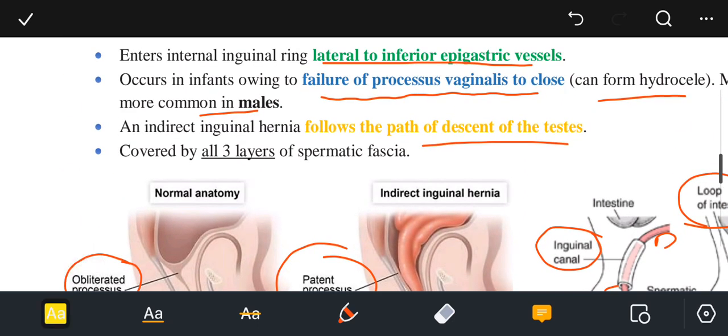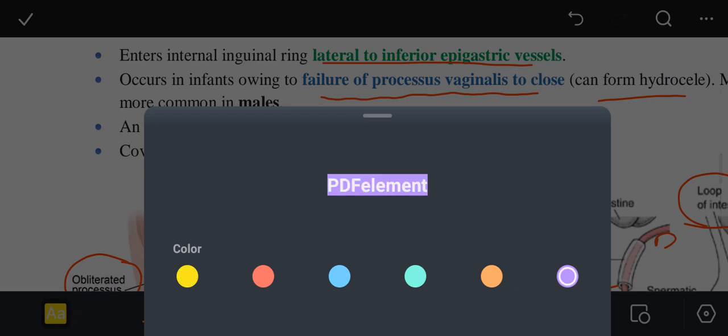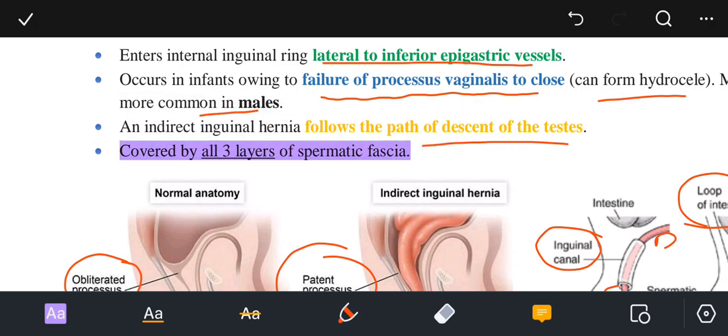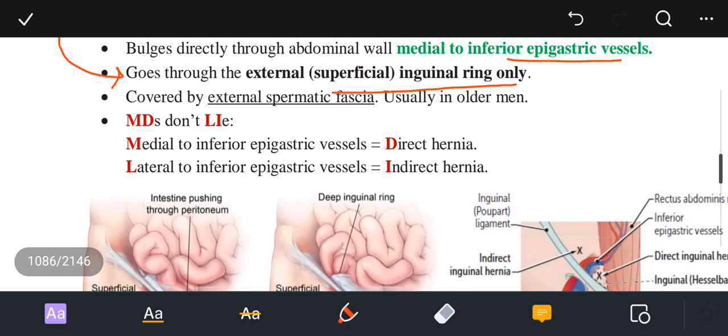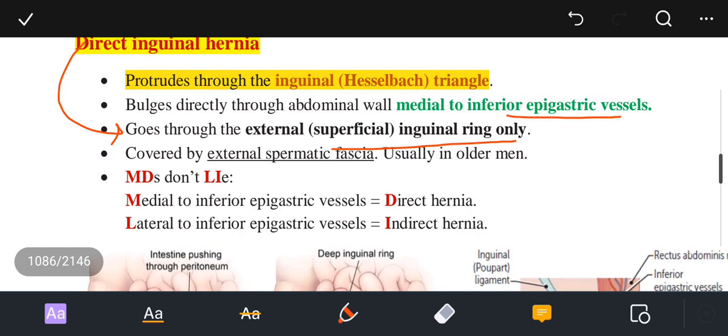You must never forget this point, that the indirect inguinal hernia is covered by all three layers of spermatic fascia. While if I am talking about the direct inguinal hernia, it is covered only by the external spermatic fascia because it is traversing only the external or superficial inguinal ring. So it is covered by the external spermatic fascia, usually in the older men.